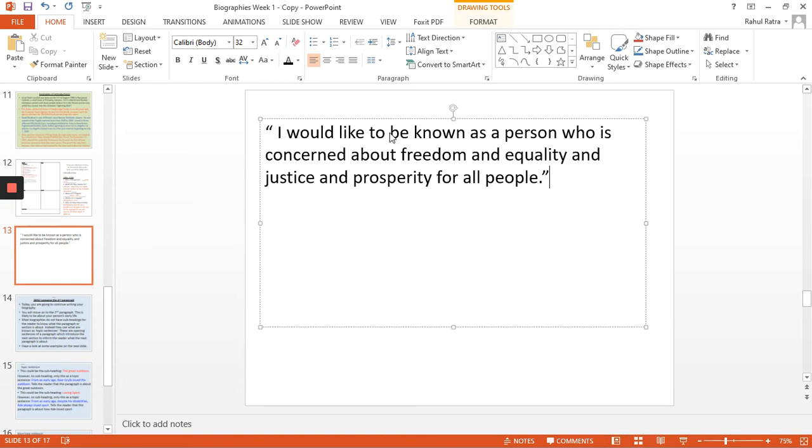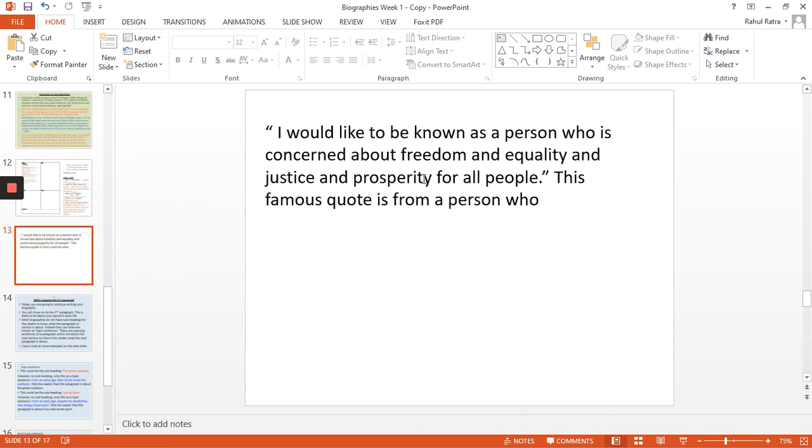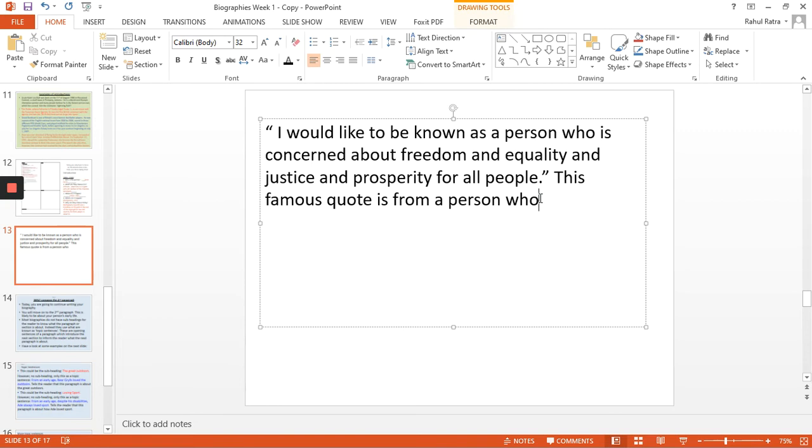I would like to tell my reader who this quote is from now, but I still don't want to give them the name. Let's say this famous quote is from, not the name, so just a person for now. This famous quote is from a person who, what did she do? I'll go back to my note-taking sheet. I know she was an African American civil rights activist. So what do activists do? So basically she fought for freedom. So I would keep that.